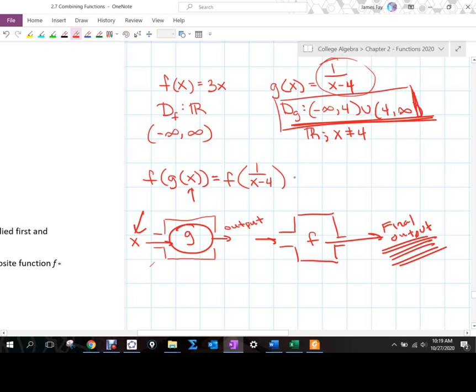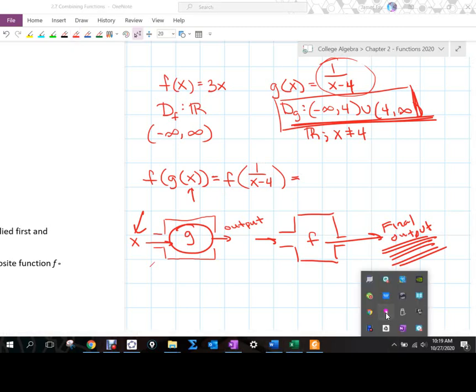So now if I go to f, this here says go to f, and where you see x, replace it with 1 over x minus 4. So I'm going to do that.